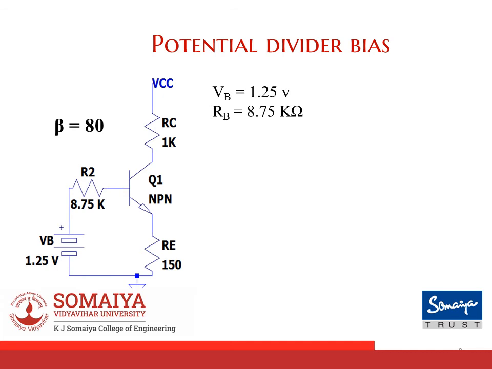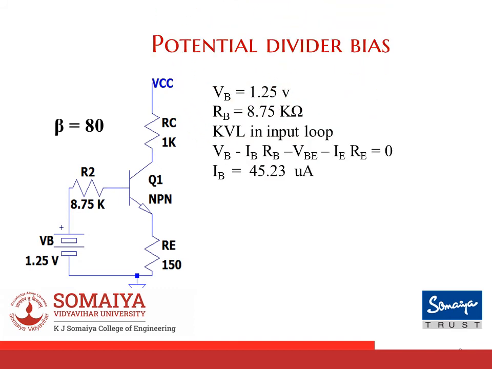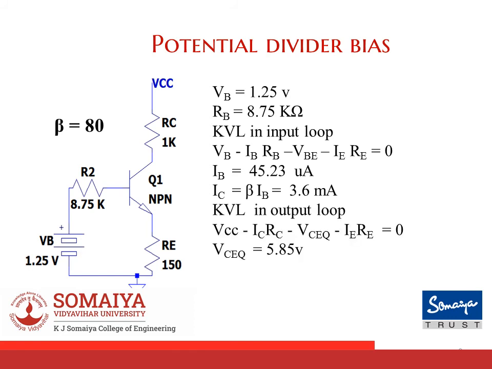The VB comes out to be 1.25 volts and RB comes out to be 8.75 kilo ohms in this particular numerical. Let's start off with the DC analysis. DC analysis in this case is going to be when I apply KVL in the input loop. So VBB minus IBRB minus VBE minus IERE is equal to 0 is my KVL expression, which gives me IB to be equal to 45.23 microamperes in this numerical. Next, I'll be able to find out IC. Once I found out IC, I can apply KVL in the output loop to find out VCEQ. VCEQ in this case comes out to be 5.85 volts.